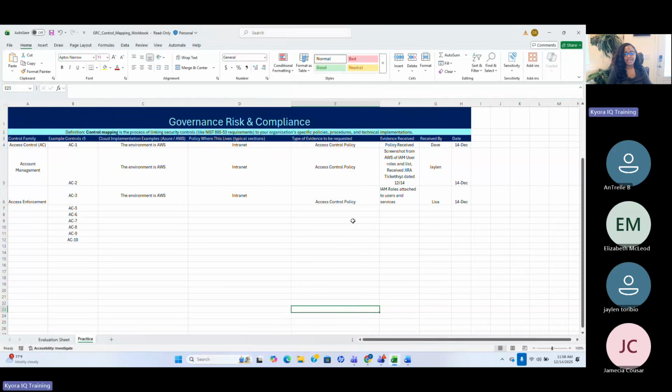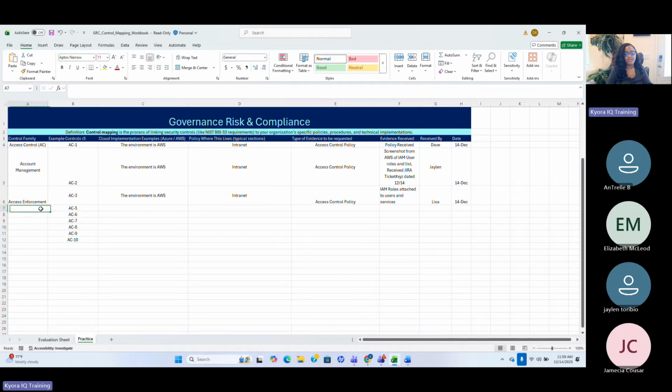We're back. Okay, sorry. So I did the access enforcement AC3, the same thing as we did before. It lives in the access control policy. We're going to request a list of the IAM roles attached to users and services so that we see that role-based policies are implemented and assigned.